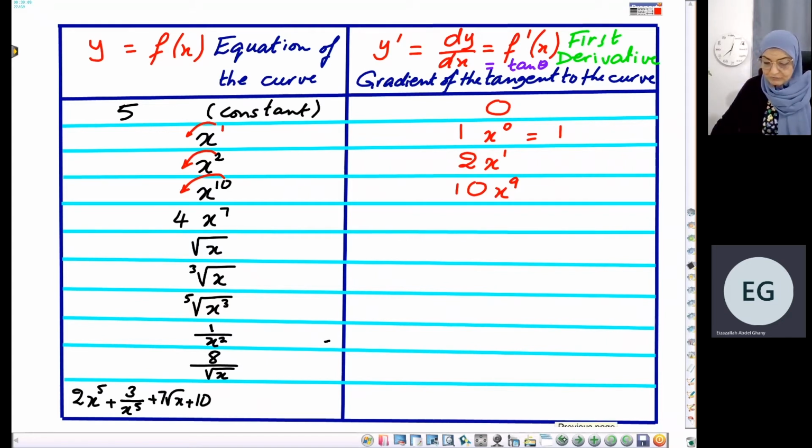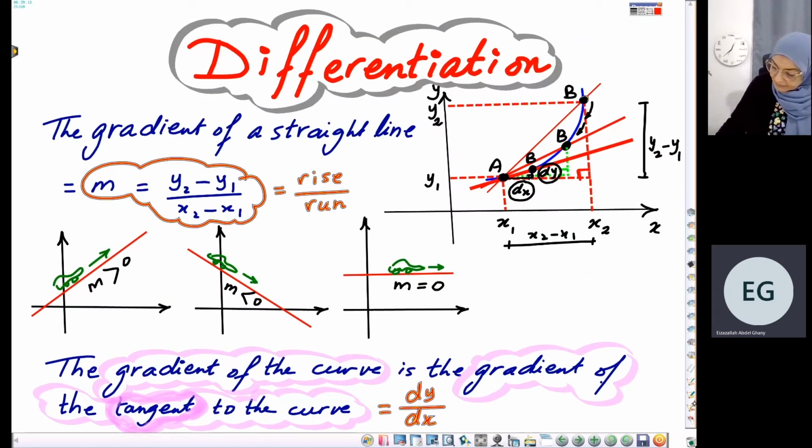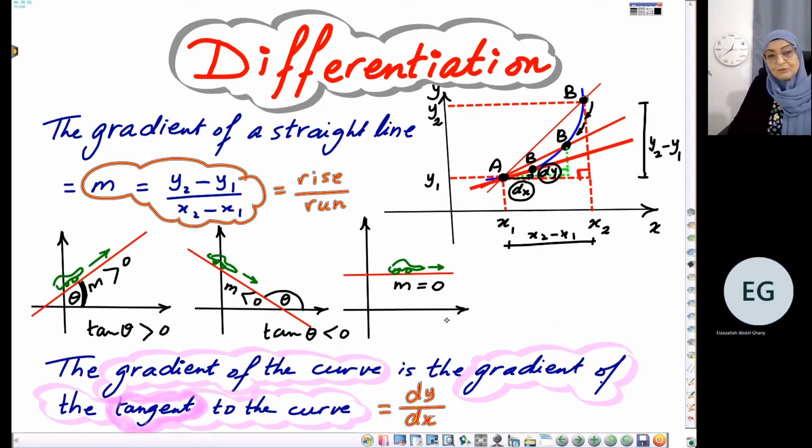Let's go back. What about tan theta? The definition of this angle theta is the angle that the line makes with the positive direction of the x-axis. So in this case, theta is an obtuse angle. We took before in trigonometry that tan of acute angles is positive and tan of obtuse angles is negative. So here tan theta is negative. This means that the gradient of the tangent to the curve is negative. In this case, theta is 0, so tan theta is 0.